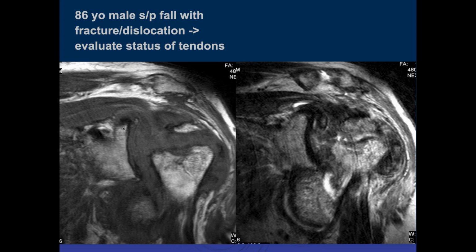86-year-old male status post fall with fracture dislocation, evaluate status of tendons. Well, you see a pretty extensive fracture of the humeral head. I don't really see, I saw one bone fragment superiorly there, but where is the humeral head? Yeah, I think it's pretty chronic there. I think it's inferiorly displaced under the glenoid, and medially displaced. And then there's another fragment you see within the joint space, and the tendons are quite tendinotic.